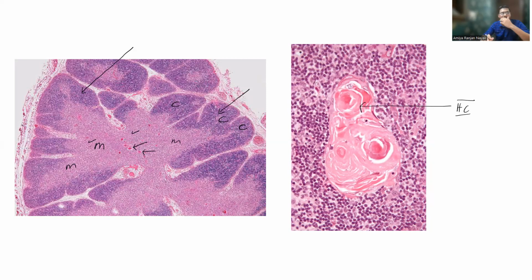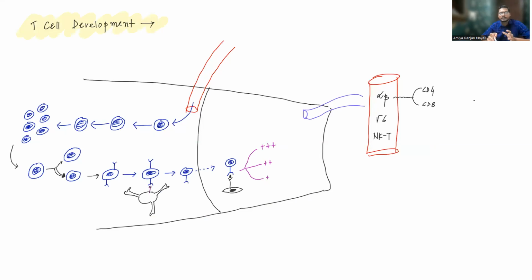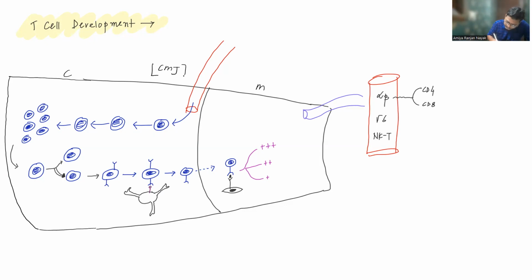Okay, so now that we have understood the structure of the thymus, now we'll understand the T cell development inside the thymus. So I have taken a portion of the thymus. So if you see here, just complete this diagram. So basically, this is a portion of the thymus. This is the cortex area, and this is the medullary area. Okay, so this is the cortex. This is the medulla, and this area, the junction between the cortex and medulla, is nothing but the corticomedullary junction. Okay, so this is the corticomedullary junction.